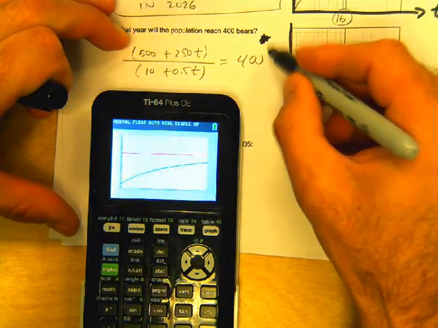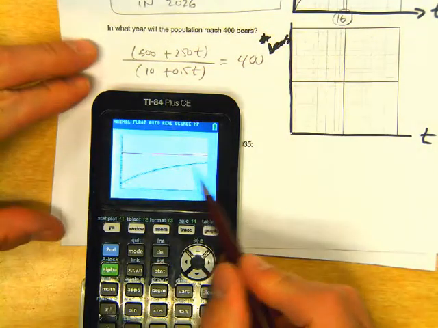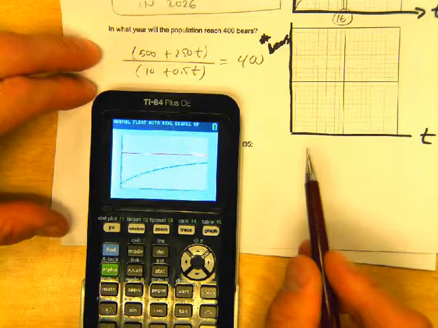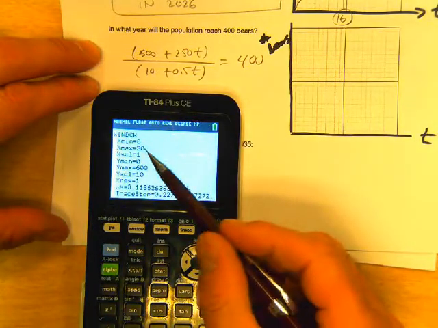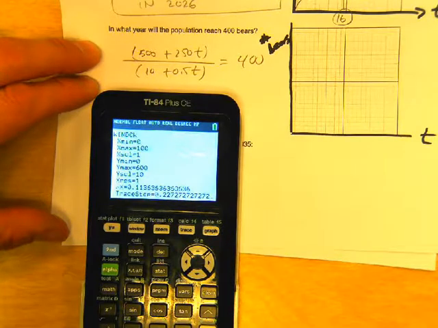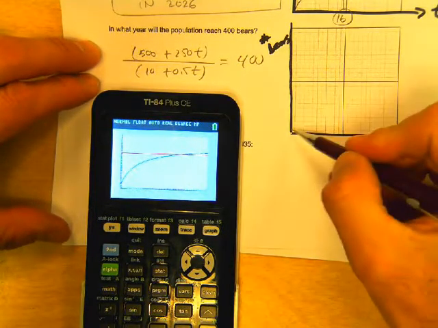And we can do the graph. And I don't see an intersection. So it looks like this continues to go up. It must be more years. So I'm going to go into window. I'm going to change this to 100. We'll go out 100 years. Oh, and there it is.